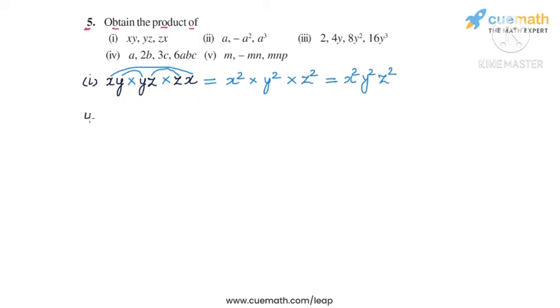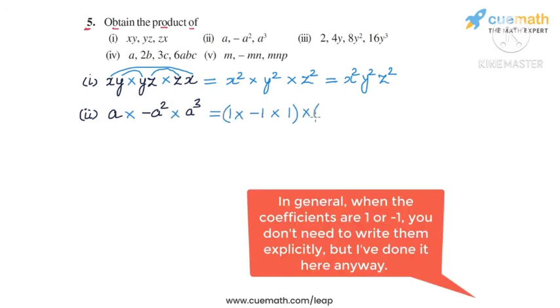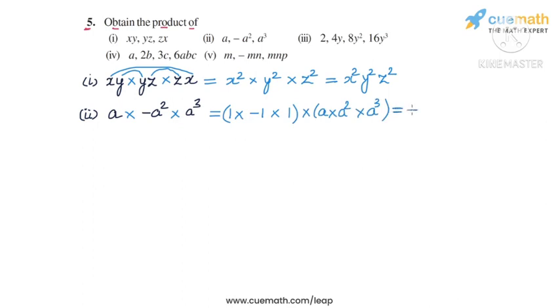Now we come to part 2. In part 2, the three monomials we have to multiply are a, minus a square, and a cube. So the coefficients of these three are 1, minus 1, and 1 respectively. So we can multiply the coefficients separately, and the variable parts, a square into a cube, we can multiply separately. So 1 into minus 1 into 1 is minus 1. So we have minus 1 into a square into a cube.